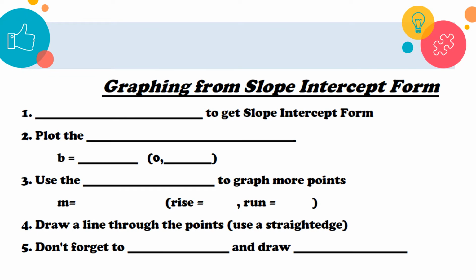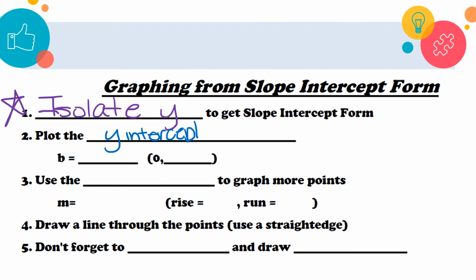As always, this is a review. Let's go through our steps. So to start off, here's what we're adding in this video. This is what's most important in this video. We're isolating y. We need to isolate y to get it into slope-intercept form first. Then the rest is review. You're going to plot the y-intercept. That means you're going to have a beginning number. It's going to exist as a dot on the y-axis.